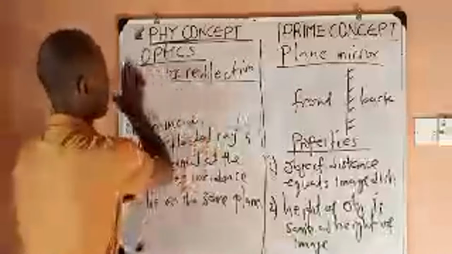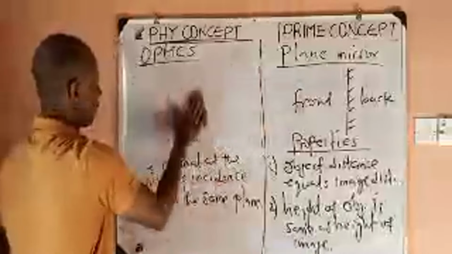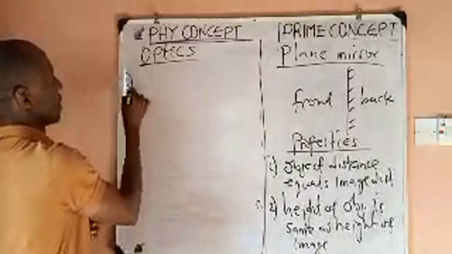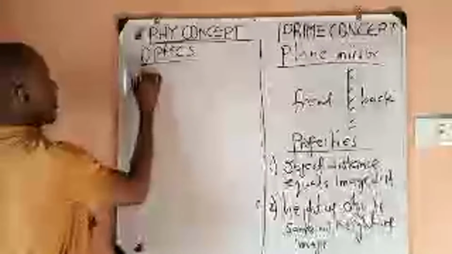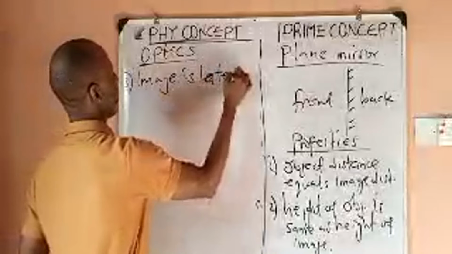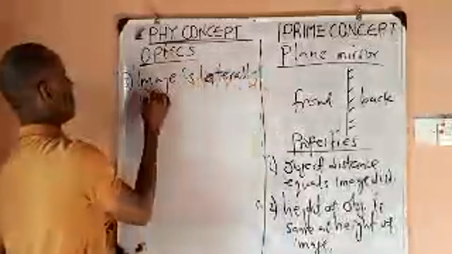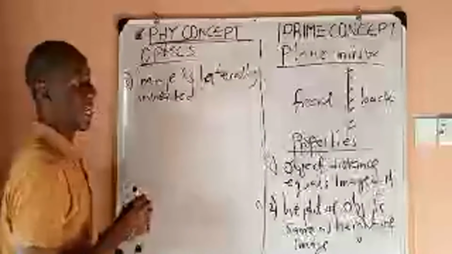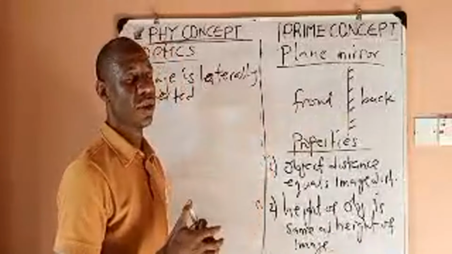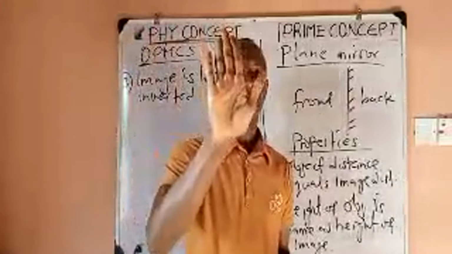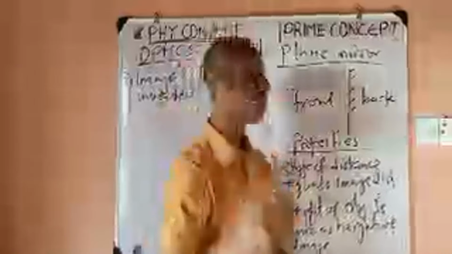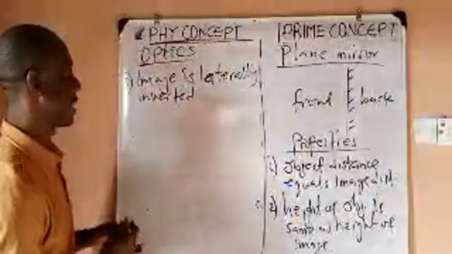Number three is that the image is laterally inverted. Image is laterally inverted. You know what this one means? If you stay in front of your mirror and you place your hand like this in front of your mirror, it will face you this way, right? That is lateral inversion. So the image is laterally inverted.